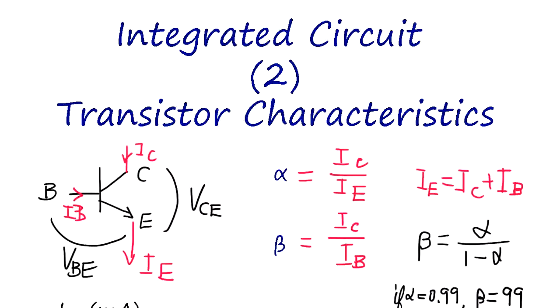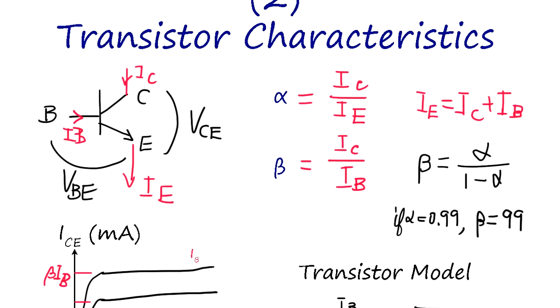Integrated circuit 2, transistor characteristic. Now we look at the transistor more quantitatively. We need to know how to calculate the current and voltage and so on to do the analog design. And for digital design, you also need to understand what it is, but with more emphasis on the logic design.